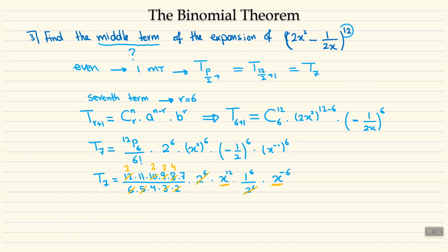So let's see what we get. Here, T7, which is the middle term, equals 2 times 11, which is 22, times 2, which is 44. 44 times 3, which is 132. And 132 times 4 is 528. And times 7. I'll just use a calculator for that. So 528 times 7.